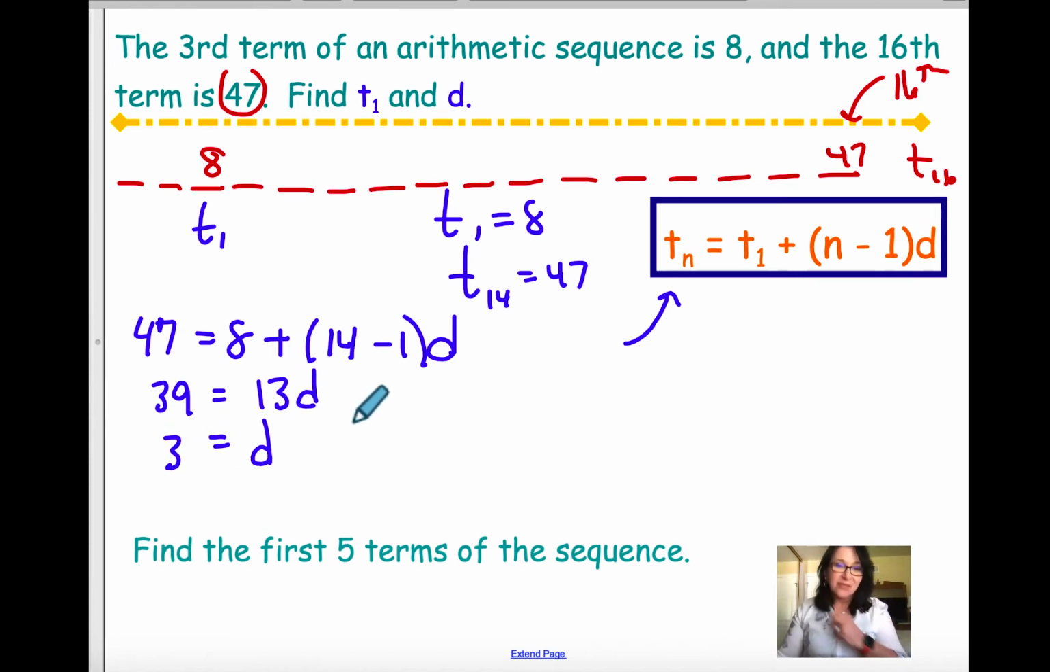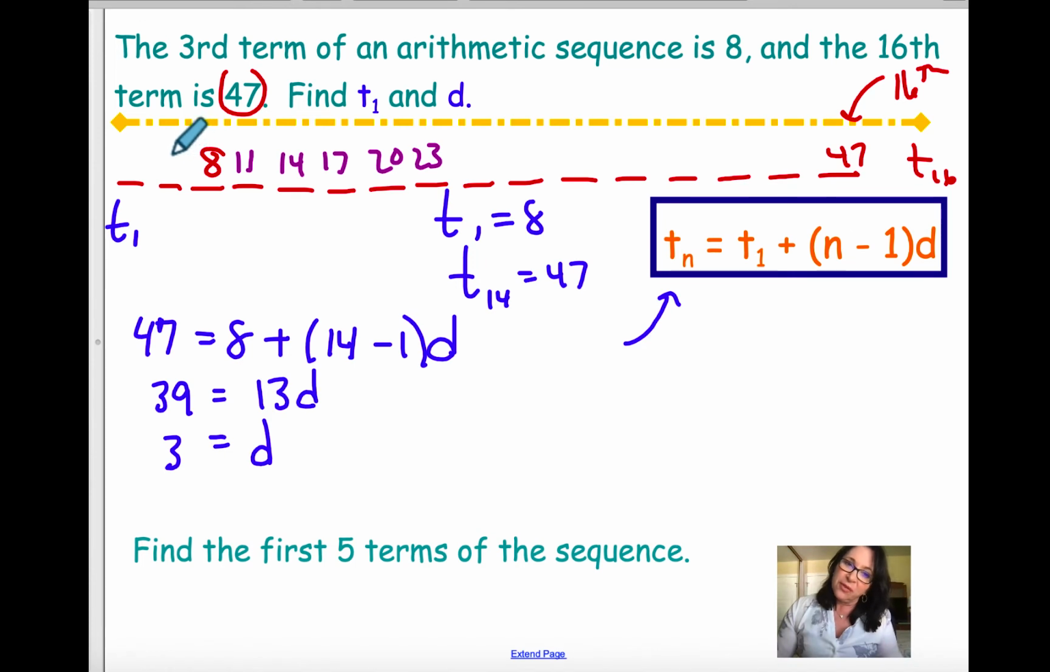And that being said, if I know my common difference is 3, then what I can do is move this back to where it's supposed to be and say, well, if I'm adding 3 each time, this would be 11, and then 14, and then 17, and then you can keep adding 3 each time here, but then going backwards, this would be 5, and then this would be 2.